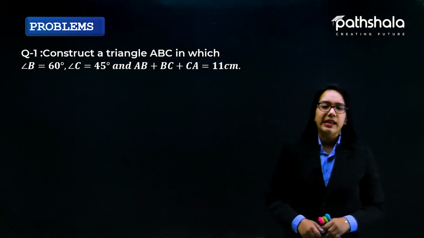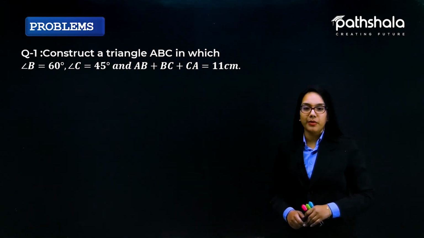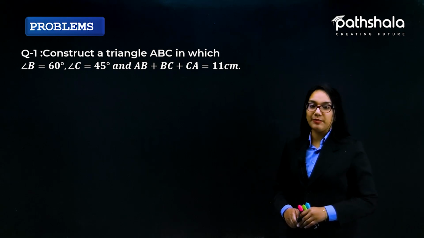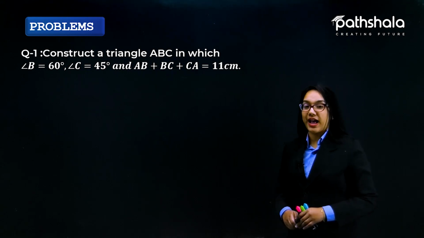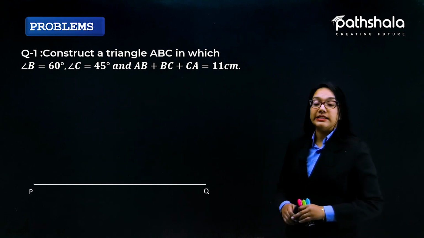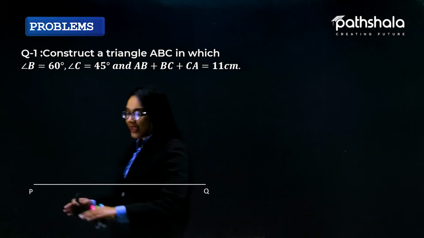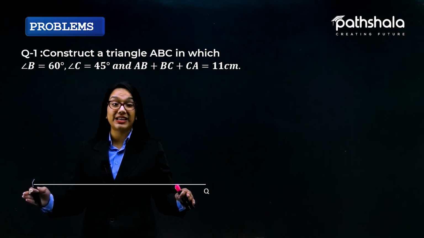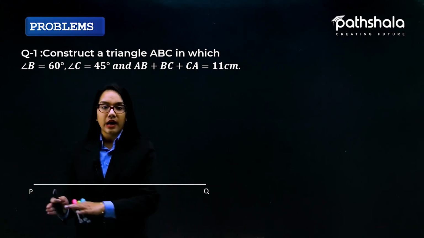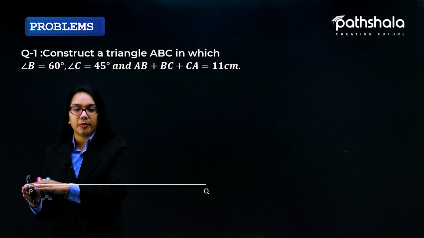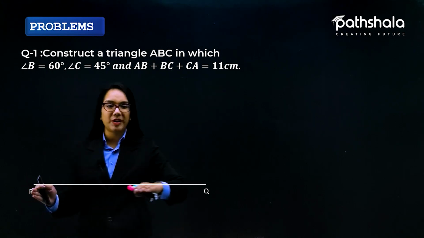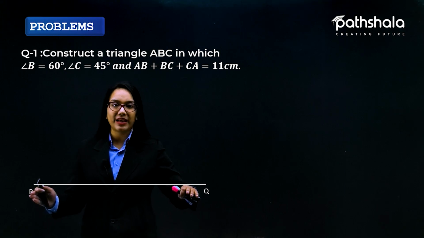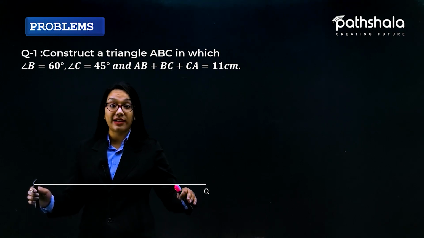First of all, let us take the perimeter of the triangle, that is AB plus BC plus CA, which is 11 centimeters, as a line segment PQ. So I'm taking this PQ as AB plus BC plus CA, which is 11 centimeters. Using the scale or the ruler, I make a line segment PQ whose measure is 11 centimeters.